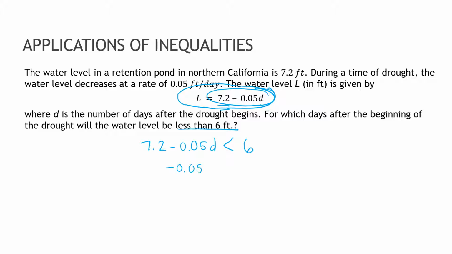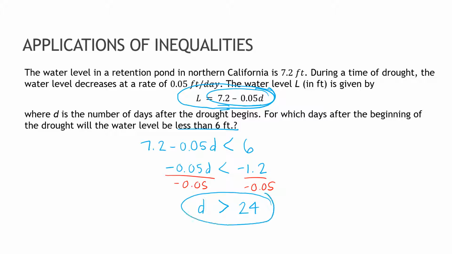Negative 0.05d, I'm going to subtract 7.2 from each side. So that's negative 1.2. And again, be very careful here, because if I'm not careful, I will forget that when I divide each side by negative 0.05, I have to remember that that switches my inequality to greater than. So d is greater than 24. So let's look back at the question. For which days after the beginning of the drought will the water level be less than 6 feet? So that means after day 24, the water level will be less than 6 feet.